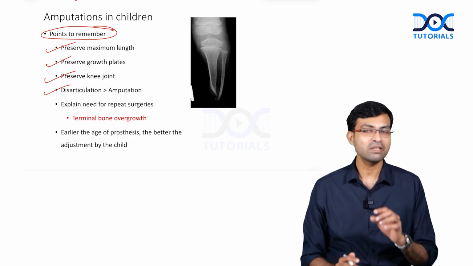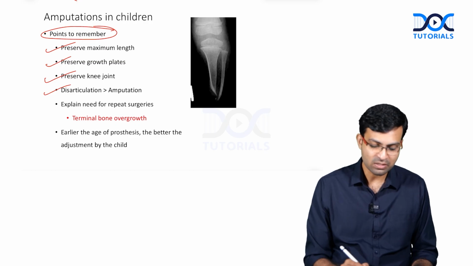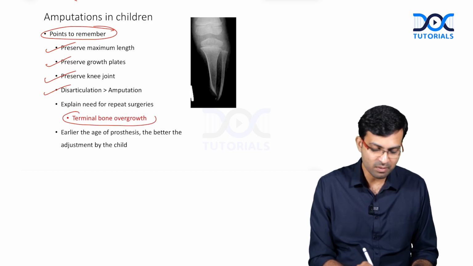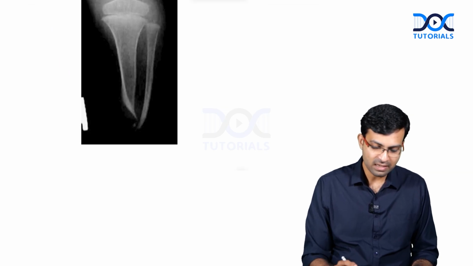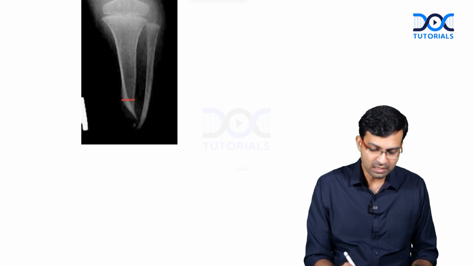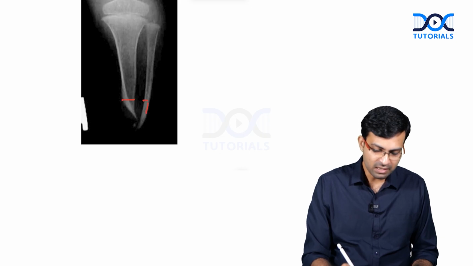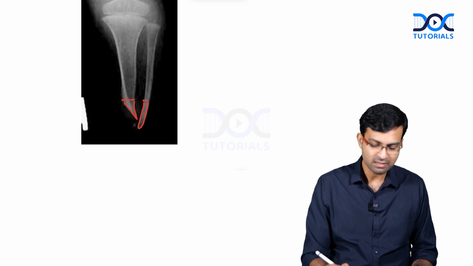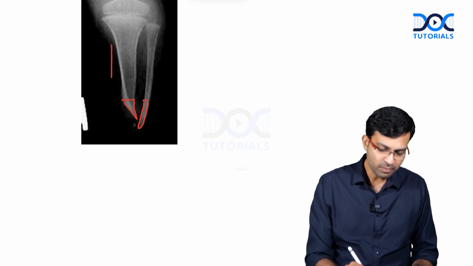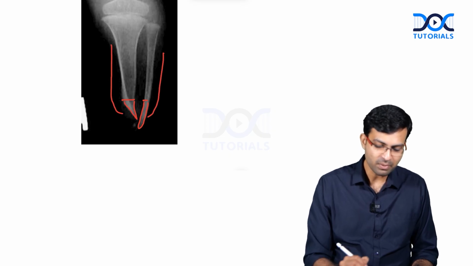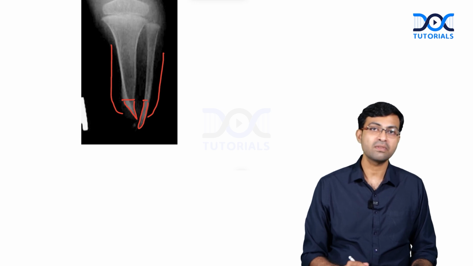Why is that? Because if you do an amputation, there is a high risk of something called terminal bone overgrowth. What is that? See here, this child had an amputation at this level, but you can see the bone has overgrown into sharp spikes like this. This is new growth. And over a period of time, it will pierce the stump and come out. And this is going to cause severe pain.